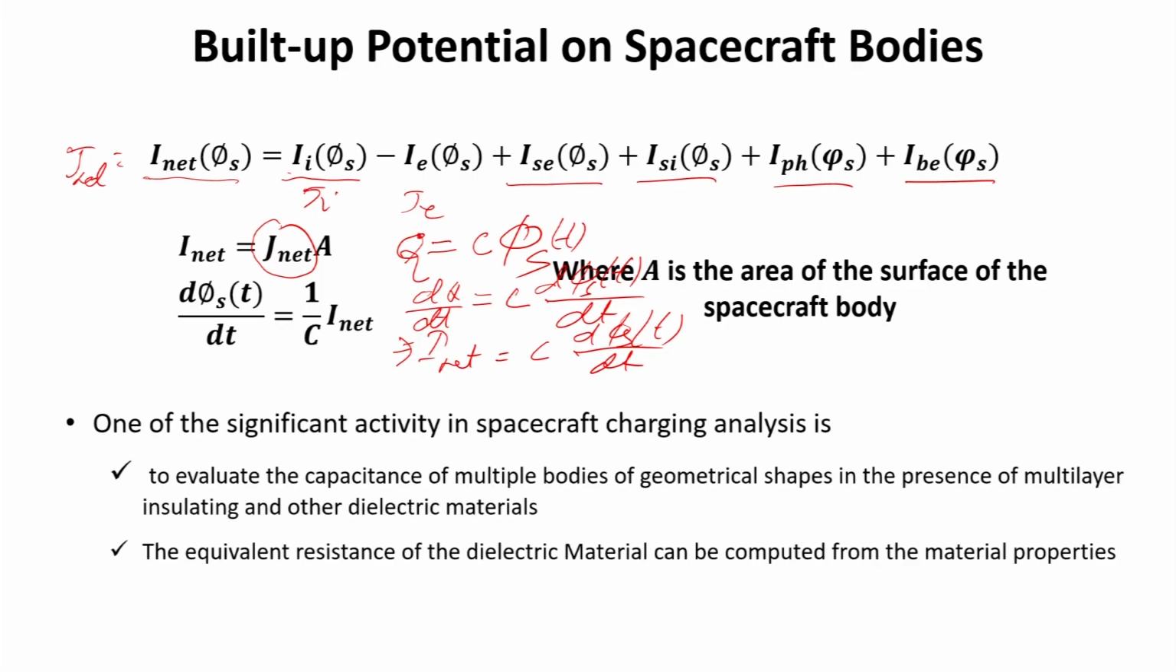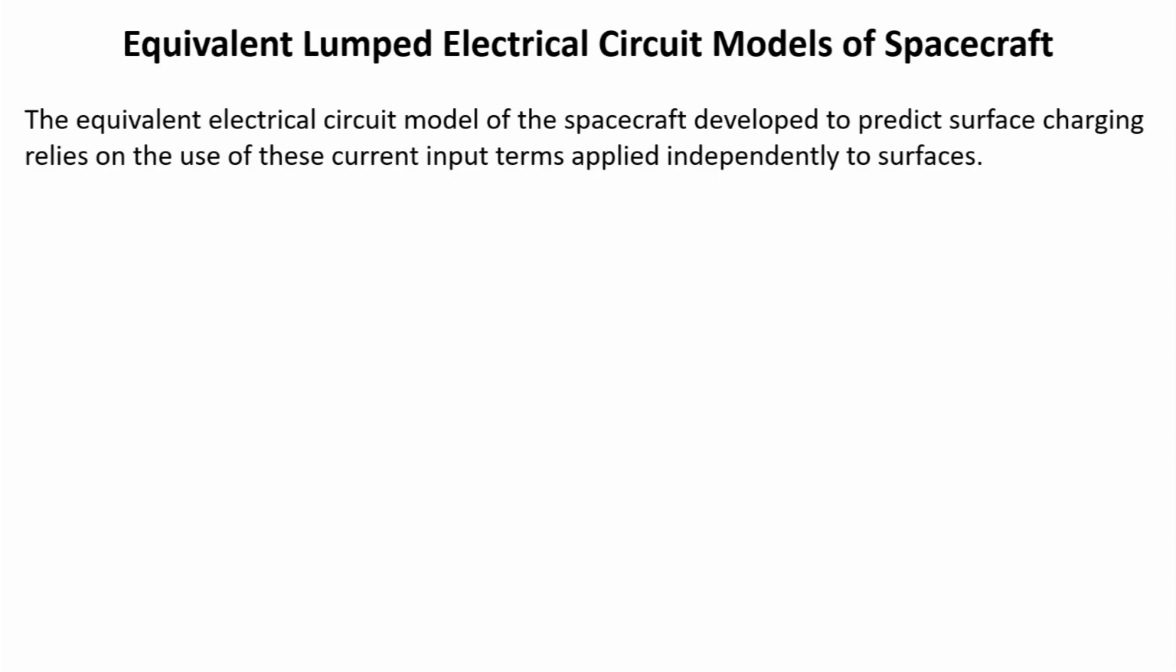Whenever we need to do a spacecraft charging analysis, we need to evaluate the equivalent circuit parameters, especially the capacitance. The spacecraft consists of different types of materials: insulating, conducting, semiconducting. So, while computing the capacitance, you need to take the material properties as well as the geometry into account. Now, let us see how we do that.